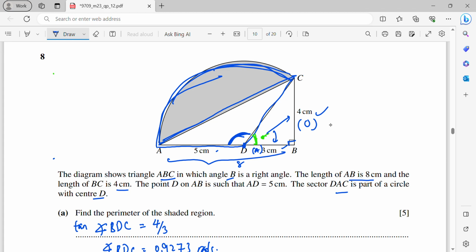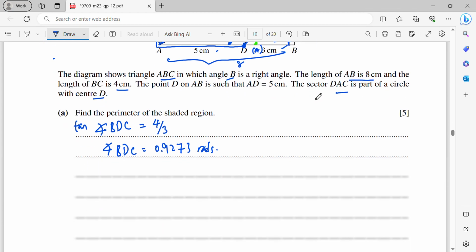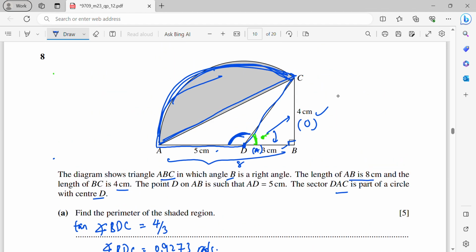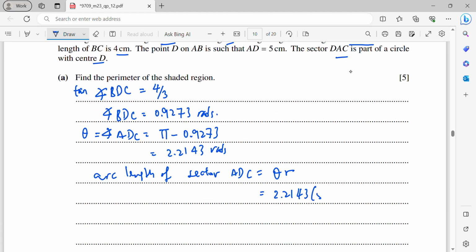Once you have found the angle ADC, then we can find the arc length of the sector ADC, which is the AC here, the sector here. So now my arc length of sector ADC is going to be theta r. So now my theta is the angle ADC, which means it will be 2.2143, and my r, based on the diagram, since the D is a center, that means the r is 5. Then you will be getting 11.0715. That's the arc length.